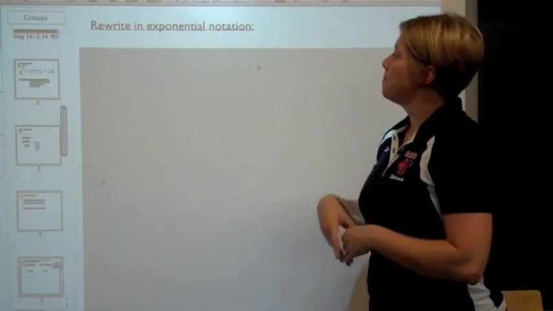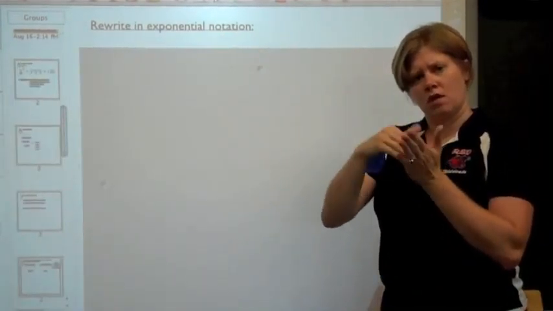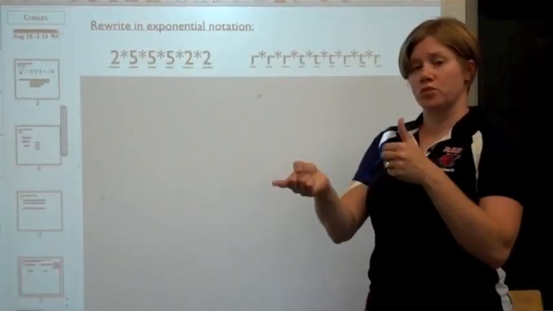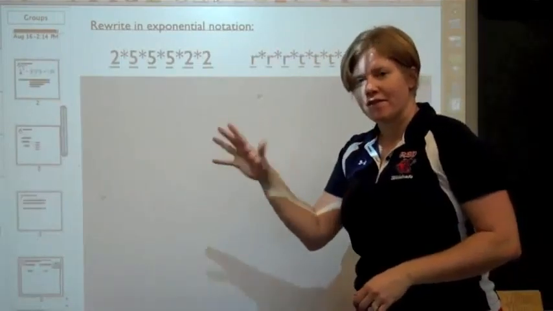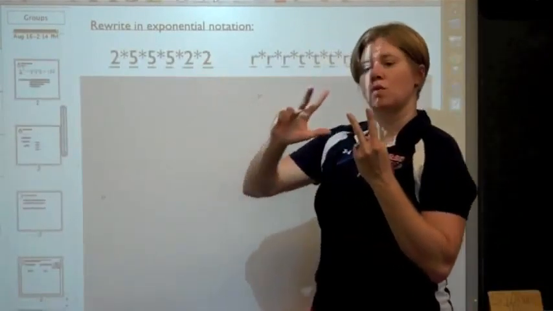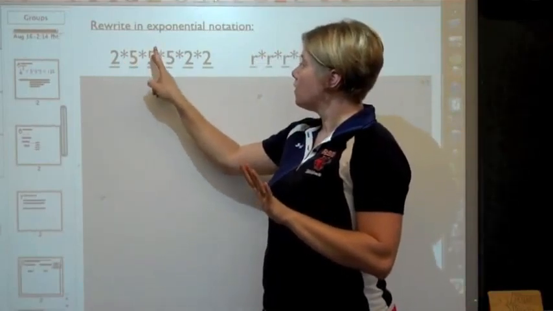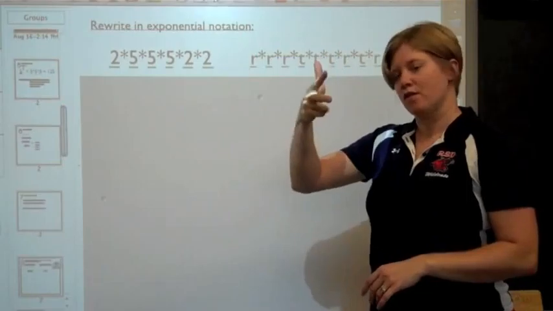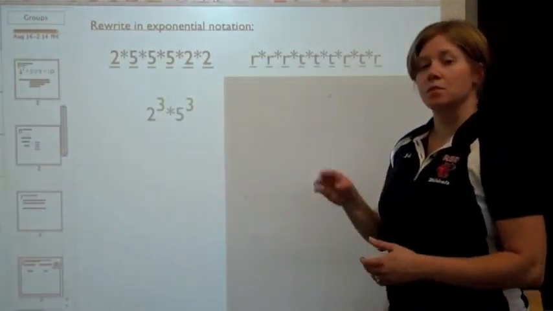So if you're done reading the directions, we can go ahead. Exponential notation means I will write an expression with exponents. So first, I'm going to look over here. I see that I have many twos and many fives. So twos, how many are there? There's one, two, three. So I'll write two cubed. And then fives, there's one, two, three again. So I'll write five cubed. So two cubed times five cubed is this written in exponential notation.